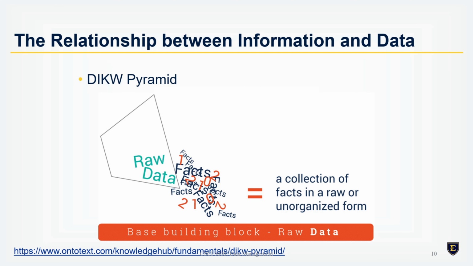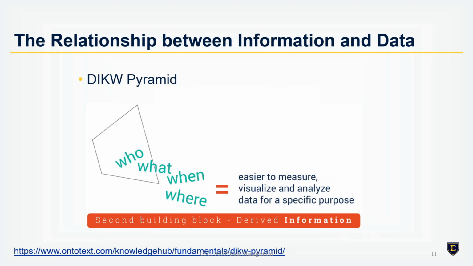So the second building block in the DIKW pyramid is derived information. Derived information is something that is easier to measure, easier to visualize, and easier to analyze. And it allows us to add context based on the building block of data itself. So when we start putting data together, we get information.